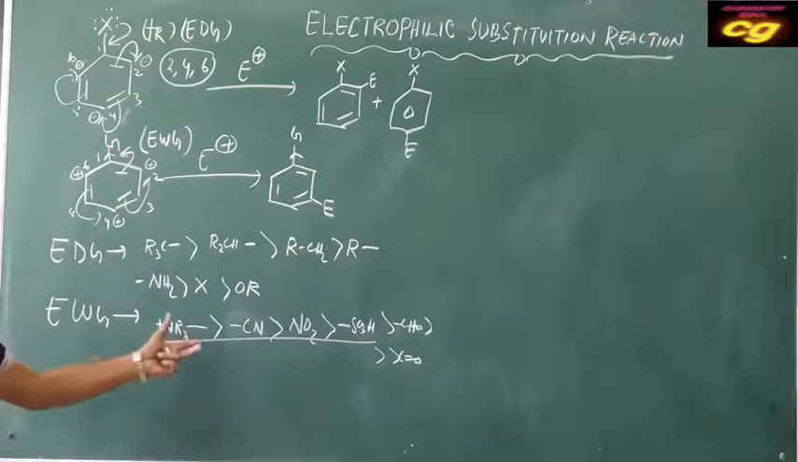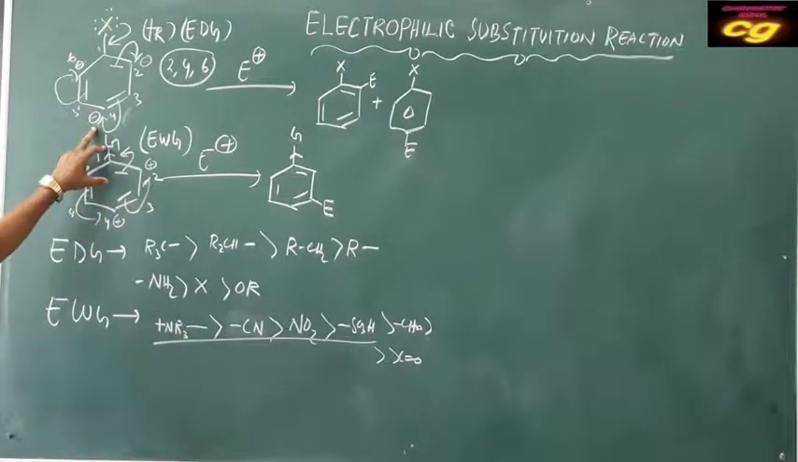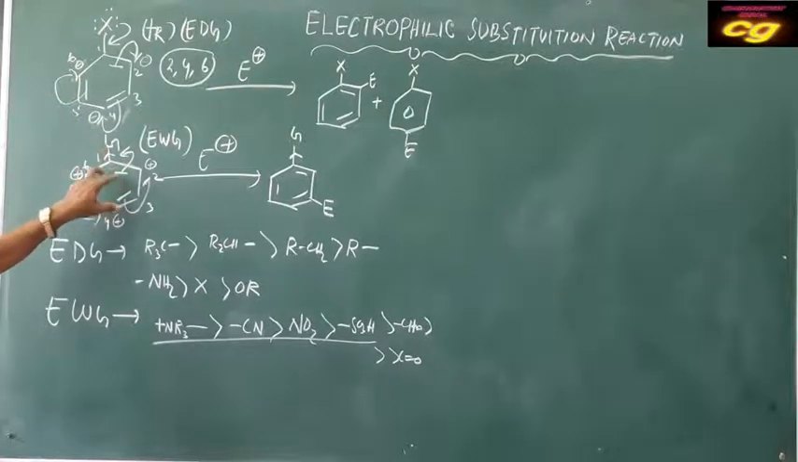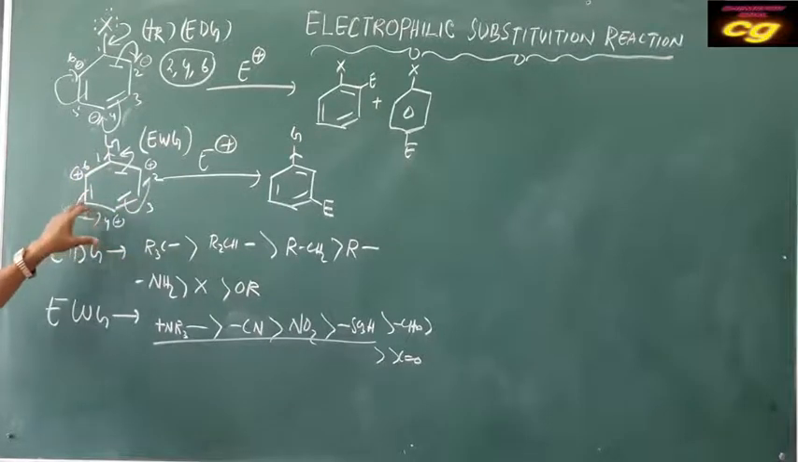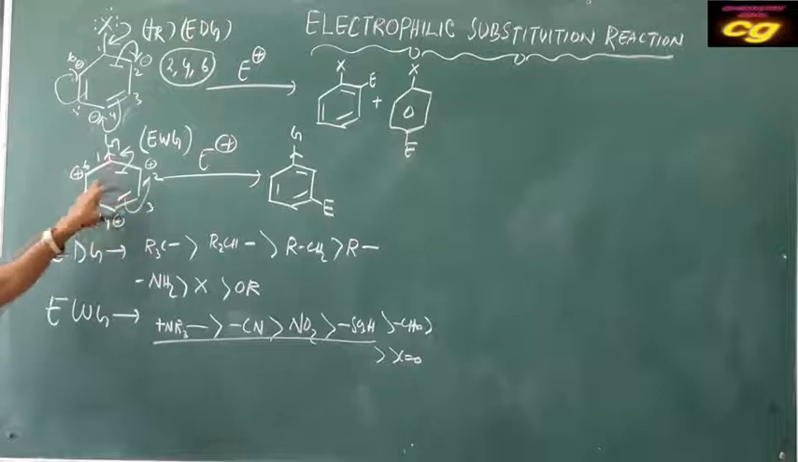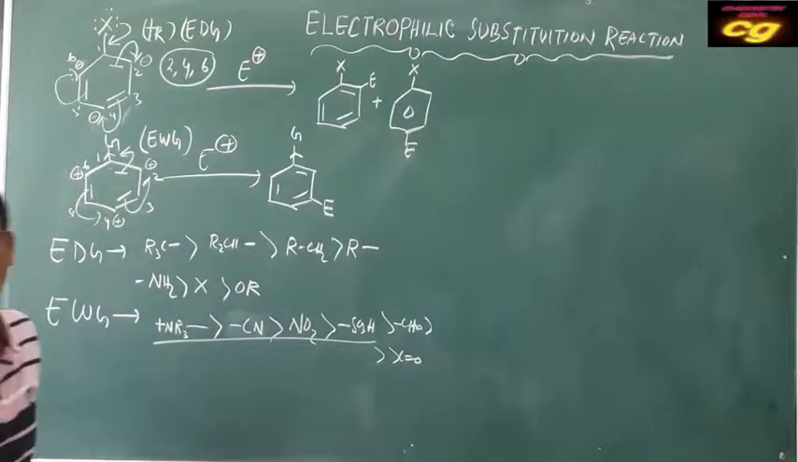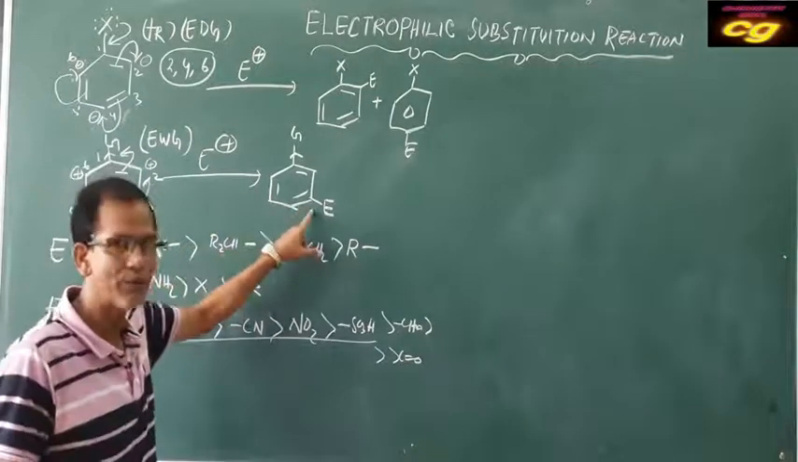If this type of group is attached to the benzene ring, then due to the removal of electron from the benzene ring, the electron density will be more at 3 and 5 position, that is meta position, compared to ortho and para position. That's why the electrophile attacks at meta position.